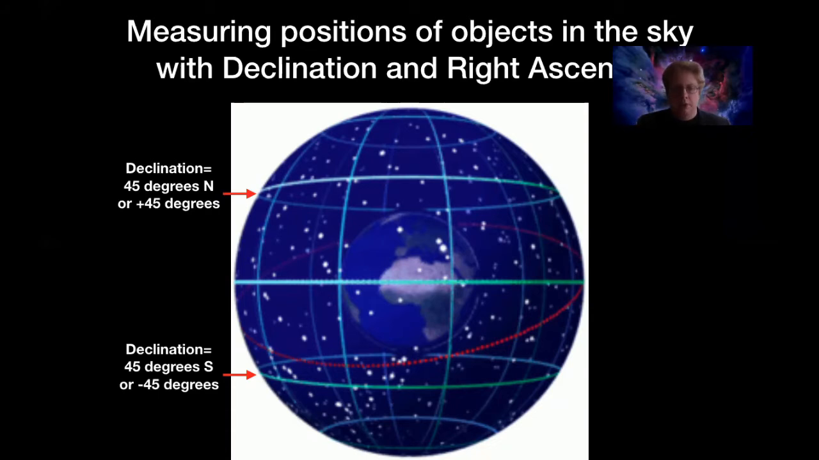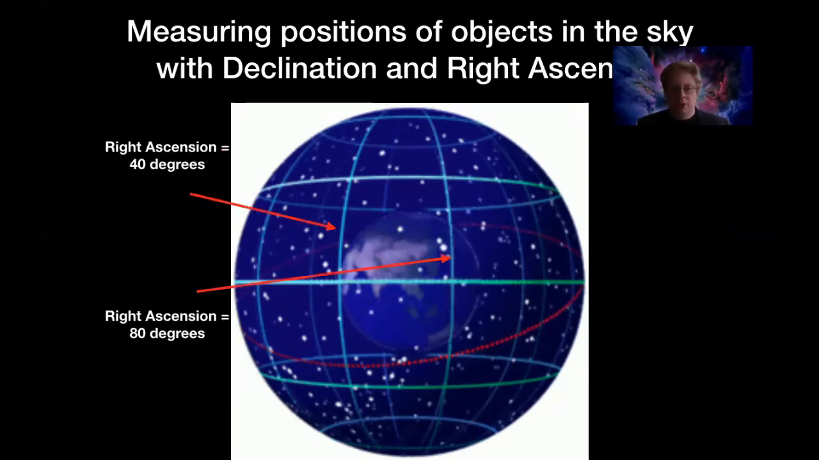And we also have lines of right ascension. So the lines of right ascension are just like the lines of longitude. We arbitrarily choose a place that is right ascension 0, and we march around the sky. So each of these particular lines is incrementing by 40 degrees or so. So a right ascension of 40 degrees would be this line here, and a right ascension of 80 degrees would be this next one over.